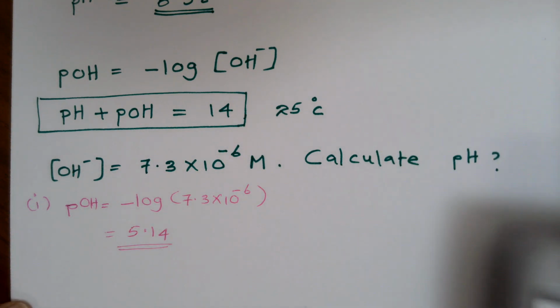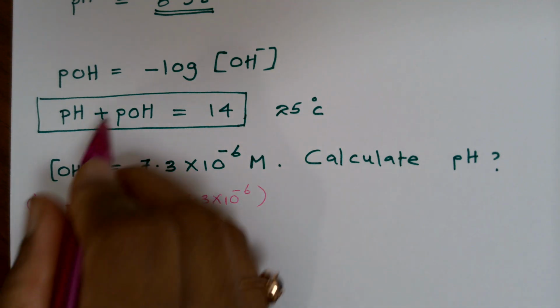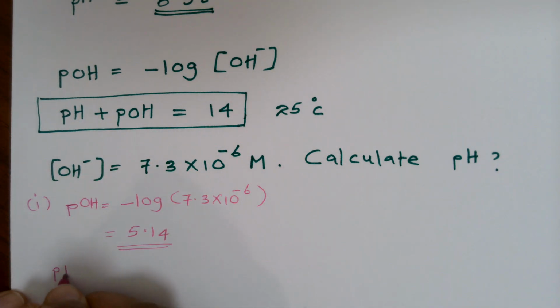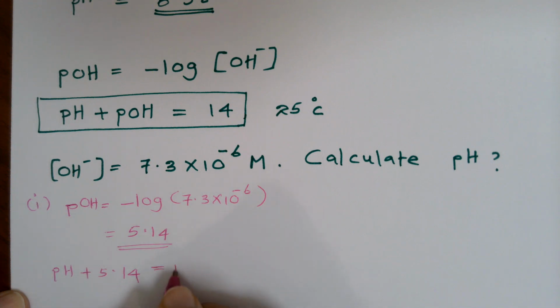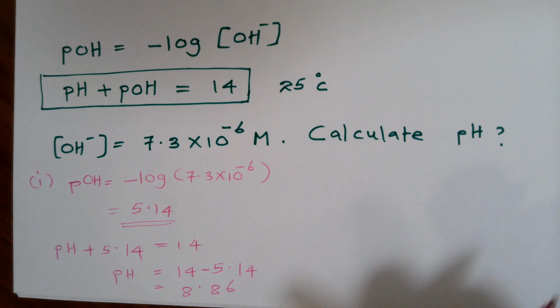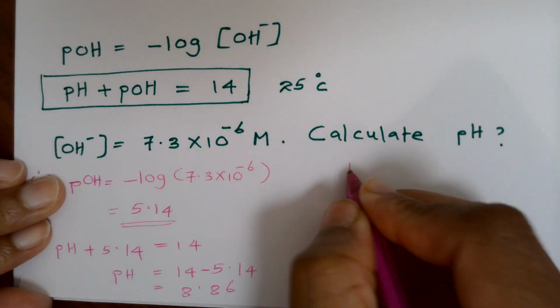Right. Now let's apply the 5.14 pOH into this equation. Our pH plus 5.14, our pOH, is equal to 14. Now our pH is equal to 14 minus 5.14. Then the answer is 8.86. So 8.86. Now let's see our second method.